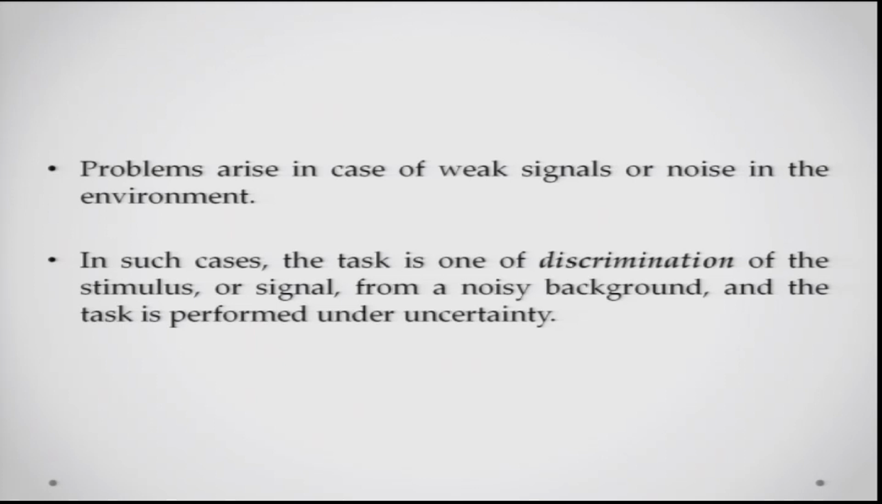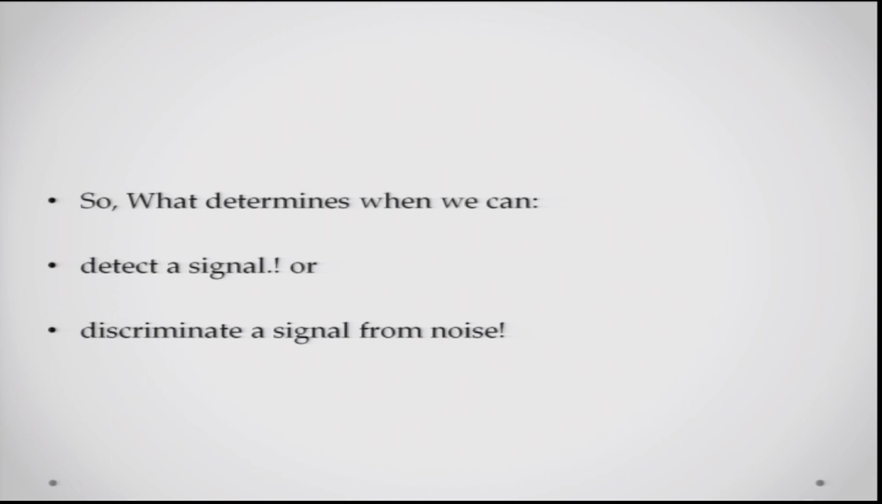So you have to discriminate a signal or a stimulus from the noisy background, and this task is generally performed under uncertainty. There is a lot of noise, and you have to pick just the signal that you intend to from all that background noise. So, on what does it depend that we can detect a signal or discriminate a signal from noise? What are the factors that decide it?